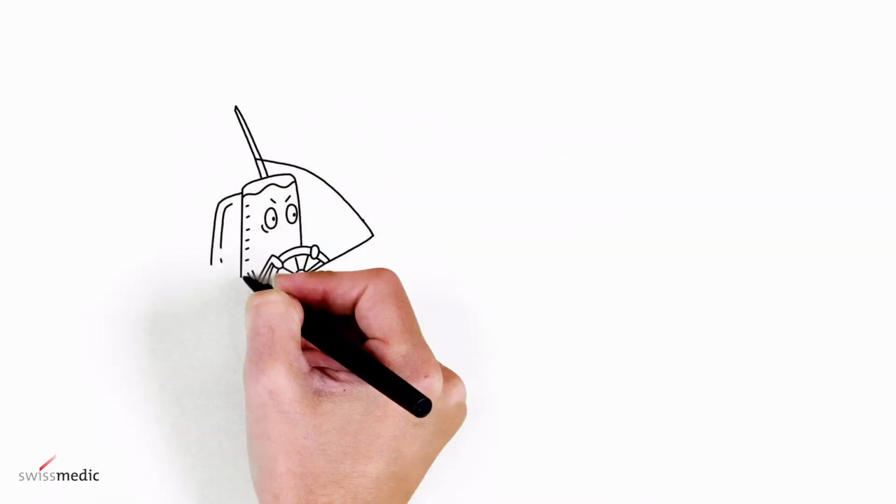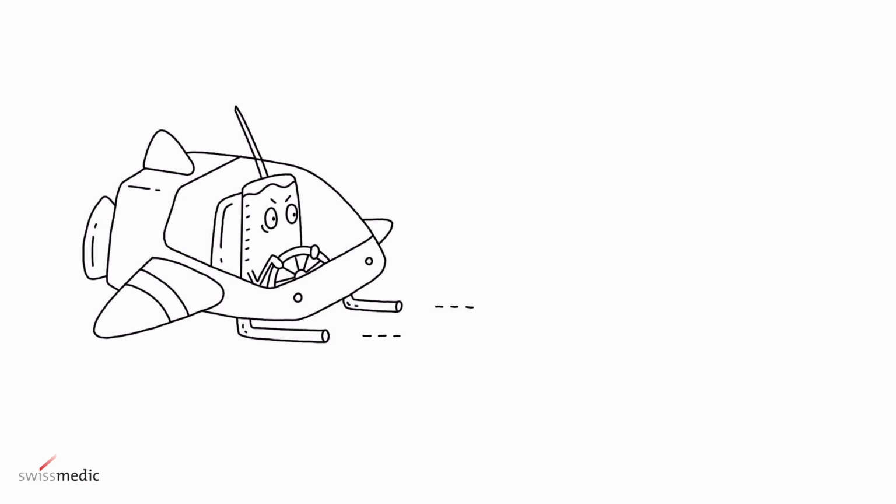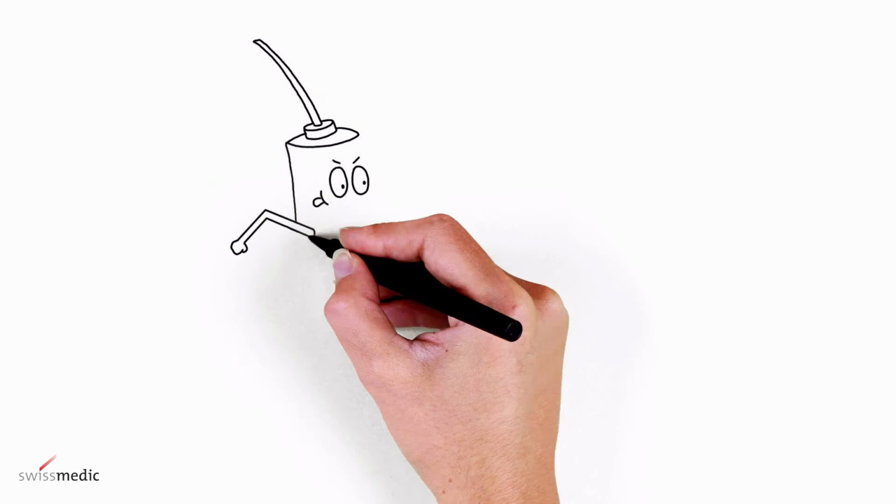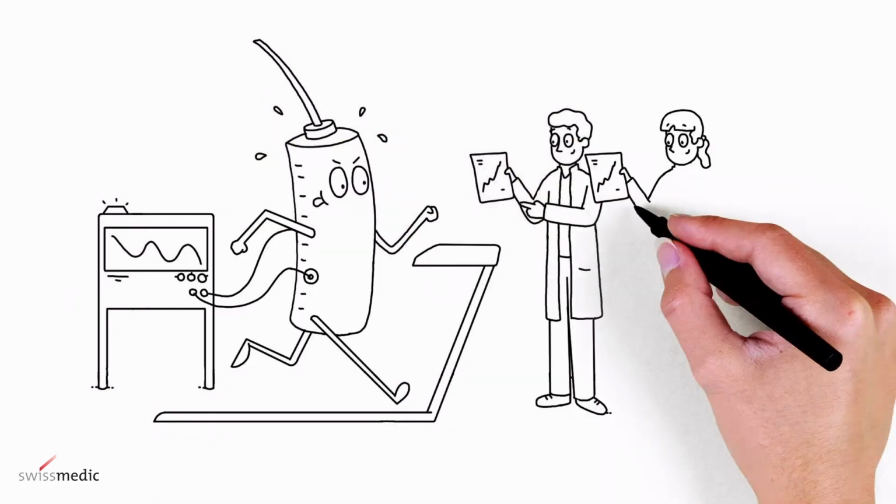Vector vaccine technology has been established for many years. There is a vector vaccine to control the Ebola virus, for example. Further promising uses are currently the focus of clinical trials.